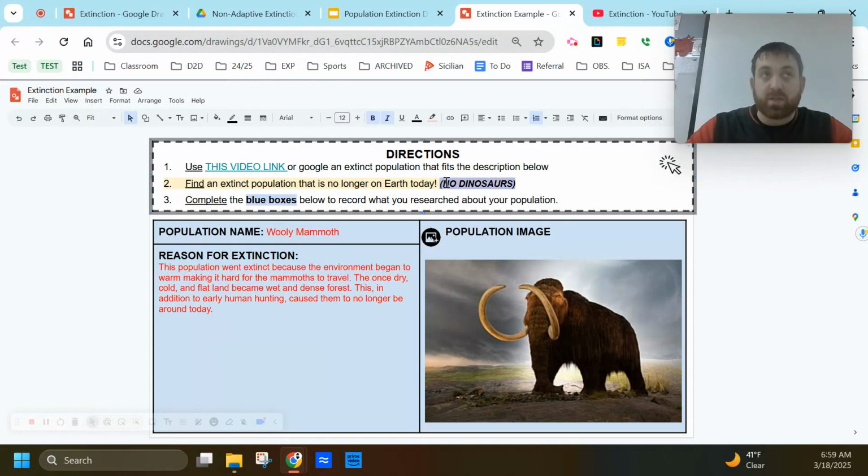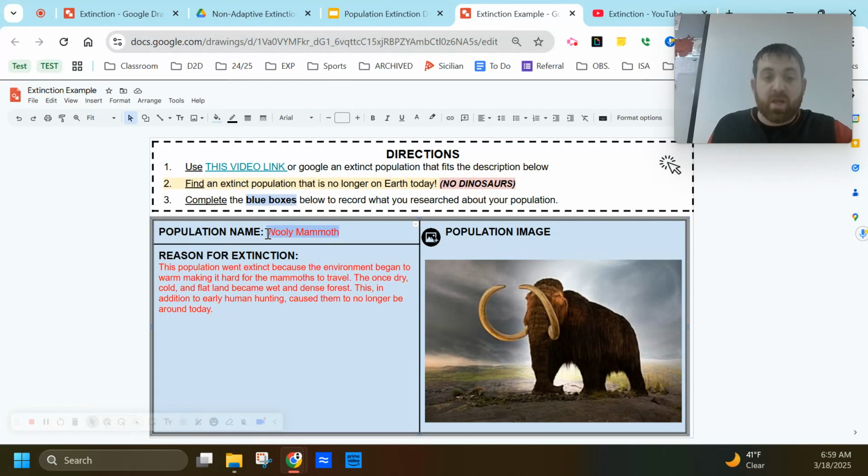Next to each of these, you'll find a reminder that we are not going to be looking at dinosaurs. Many of us have learned many things about dinosaurs, and though dinosaurs are a great topic to learn about extinction, today we're going to be looking at species that are less known and less common when growing up and learning about extinct populations. So you need to find an extinct population that is not a dinosaur.